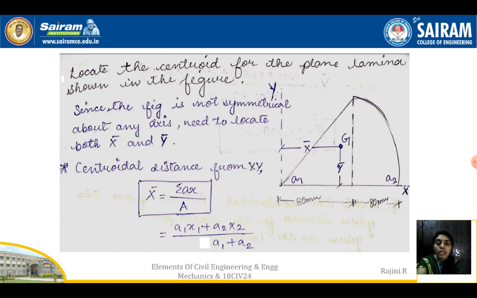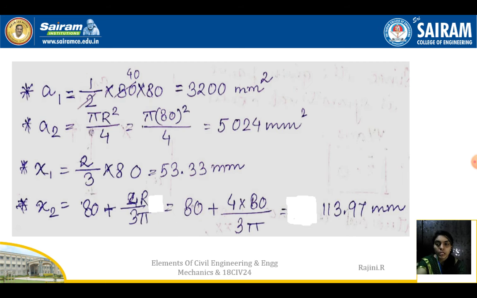So here, as per the formula, you have a1 into x1 plus a2 into x2 divided by capital A. So capital A is nothing but both the areas. That's why I'm writing a1 plus a2. Here you have to find a1, a2, x1, x2.